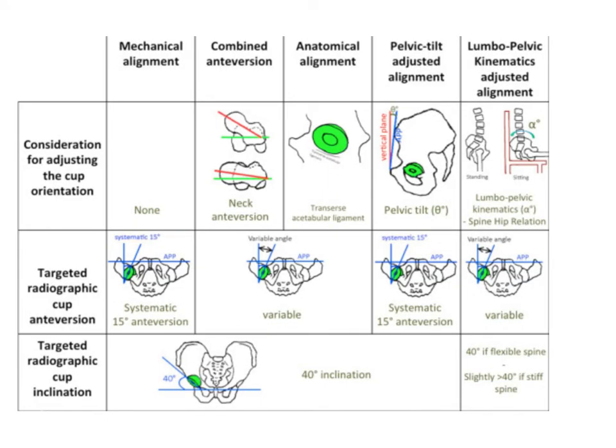This is a basic algorithm of how to alter the positioning of your component depending on what you face. And if you look, the combined anteversion, the anatomical alignment with respect to the TAL, taking into consideration pelvic tilt, and the lumbopelvic kinematic adjusted alignment should be considered when you are putting the cup. So you have to think 3D when you are putting this, and take into account not only the acetabulum but also the entire pelvis and the lumbosacral spine for an accurate placement.